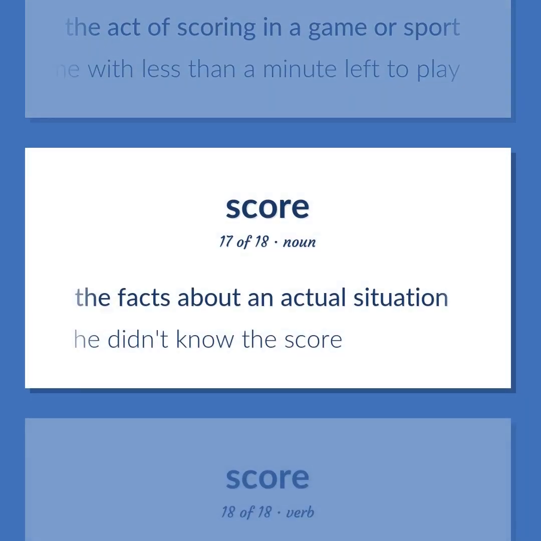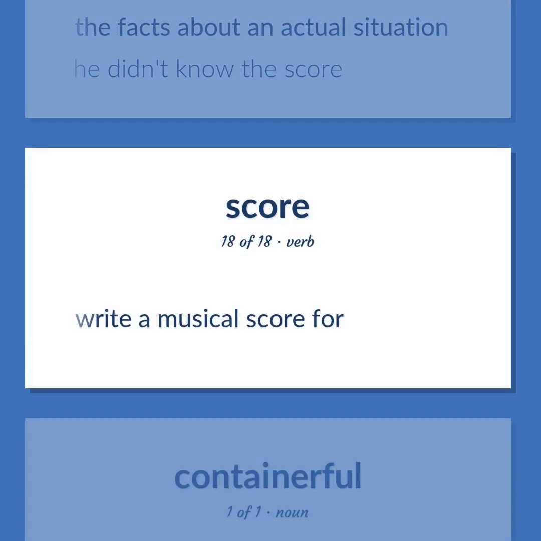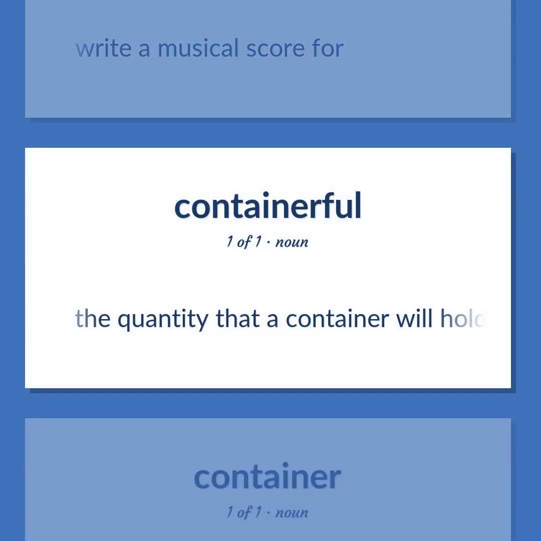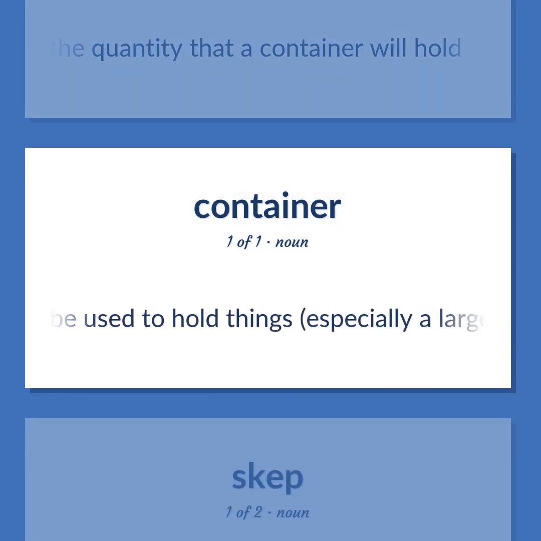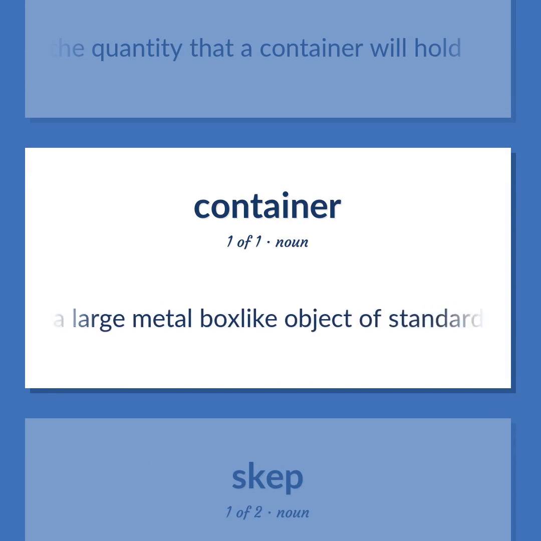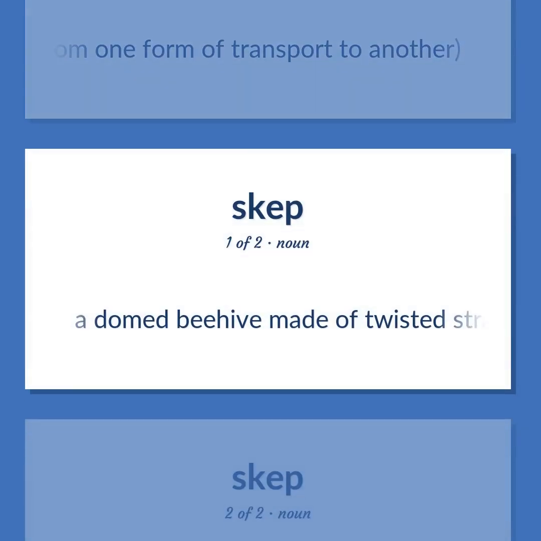The facts about an actual situation. He didn't know the score. Write a musical score for. The quantity that a container will hold. Any object that can be used to hold things, especially a large metal box-like object of standardized dimensions that can be loaded from one form of transport to another.